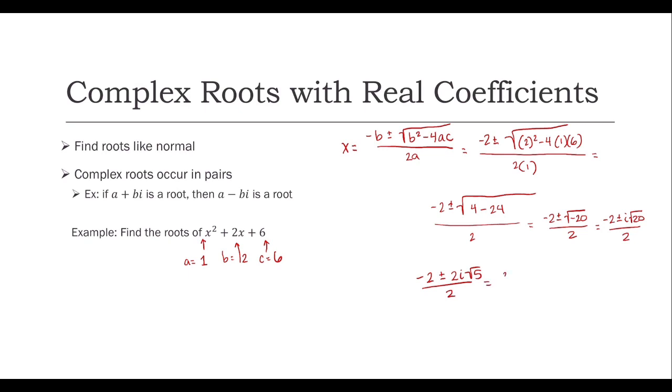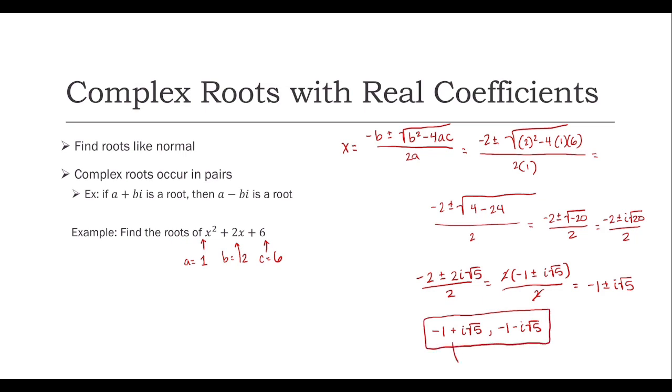We can factor out a 2 from the numerator, so we have 2 times negative 1 plus or minus i square root 5 all over 2. We can cancel these 2s, so then we get negative 1 plus or minus i square root 5. So our roots would be negative 1 plus i times the square root of 5 and negative 1 minus i times the square root of 5. So those are our complex roots, and as you can see, they occur in a pair with a plus and a minus on your imaginary portion.